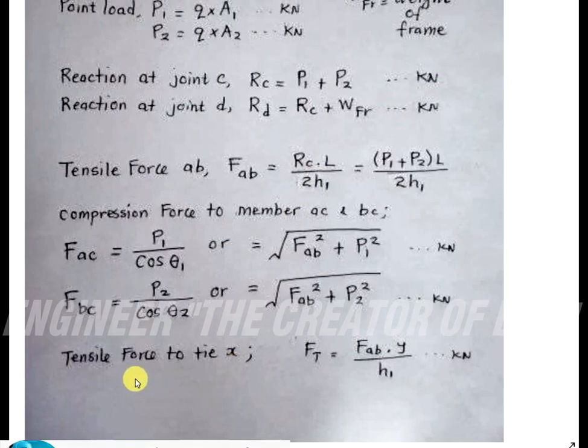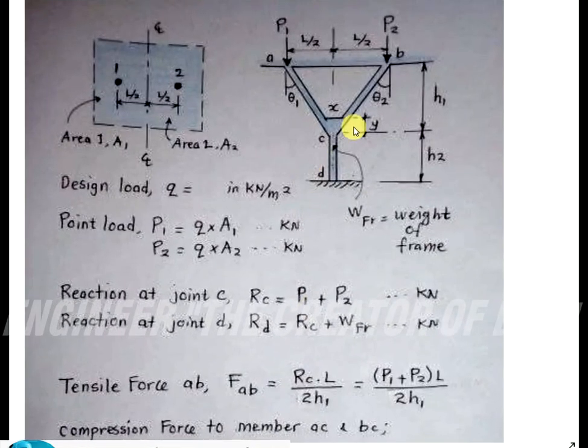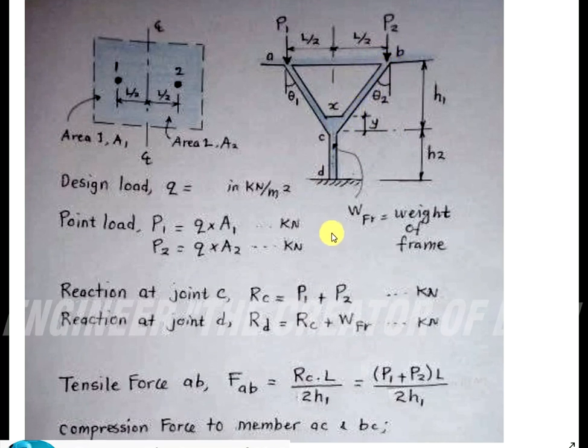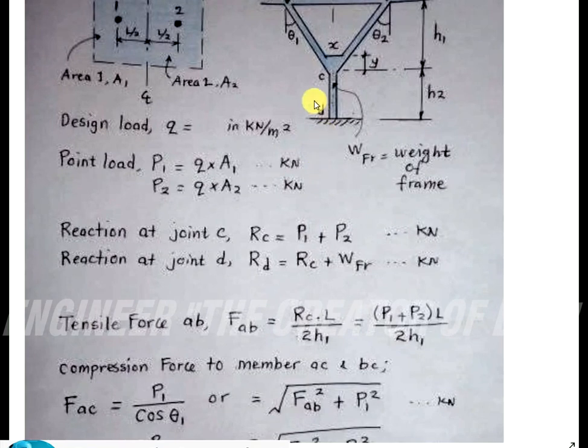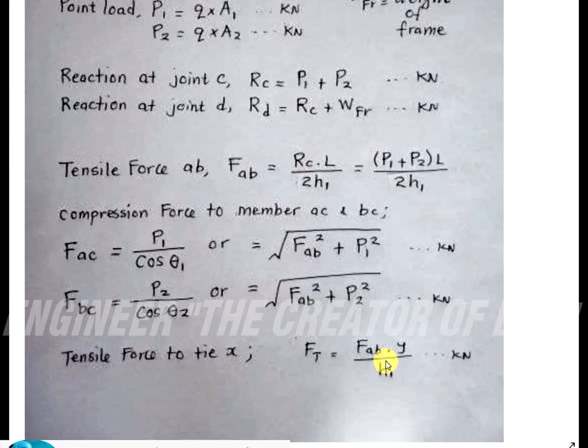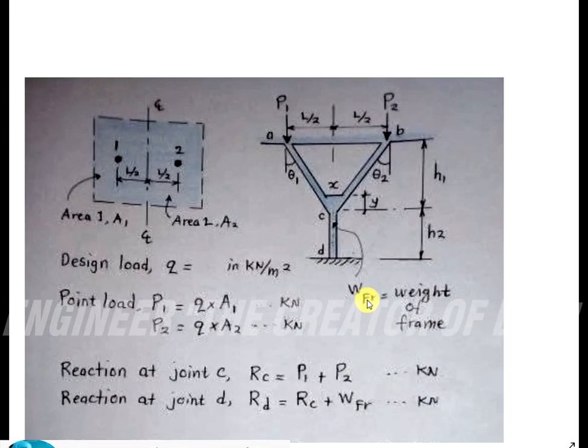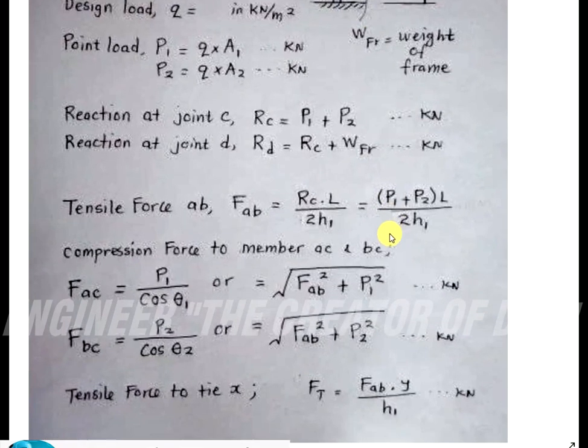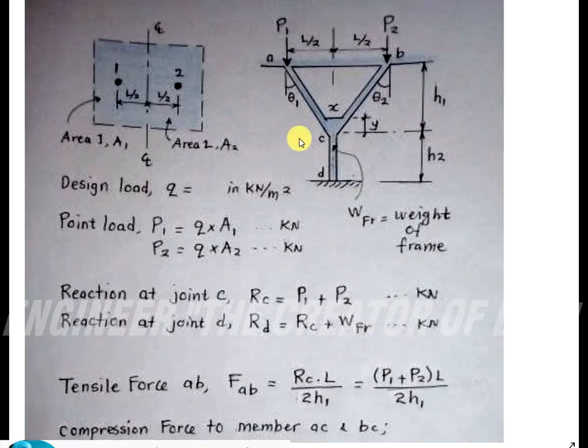Then the total tensile force at the tie X. We have to find the tensile force at this section, because the load is transferred from the compressive area into a tension area, then transferred to the axial load section of the column. So what is the formula behind this? Ft equal to FAB into Y, where FAB is the tensile force we found, into Y, divided by H1, and we get the tensile force. These are the formulas we use to get the values for these Y-shaped areas.